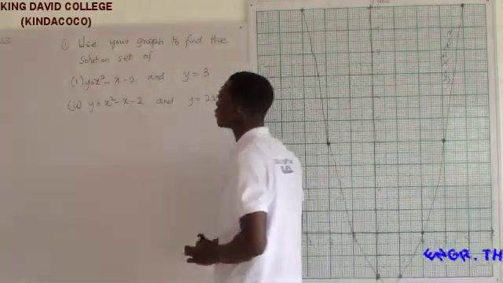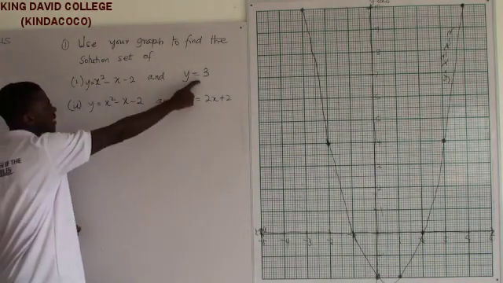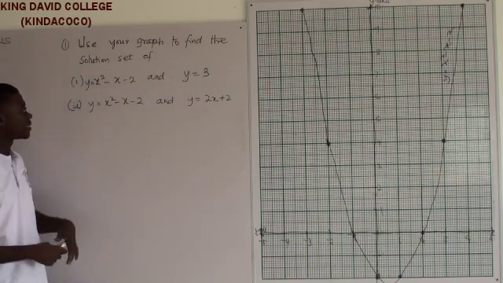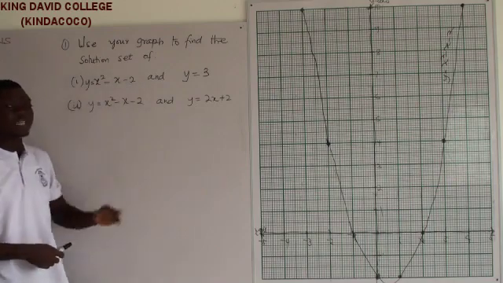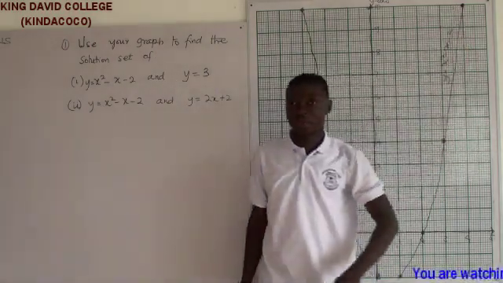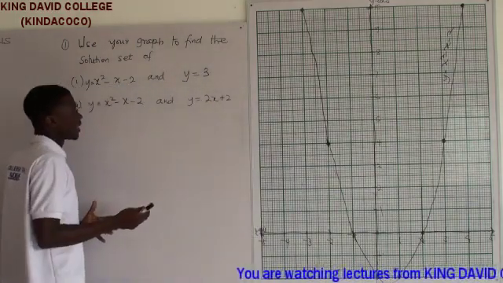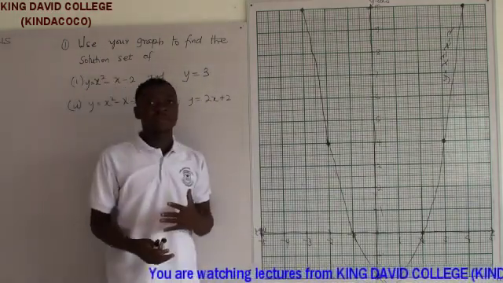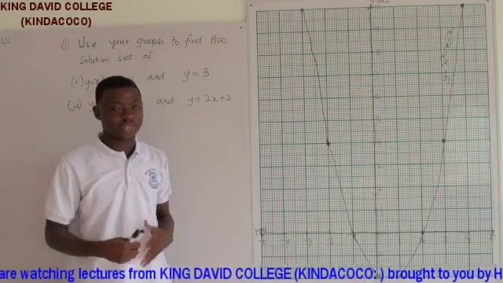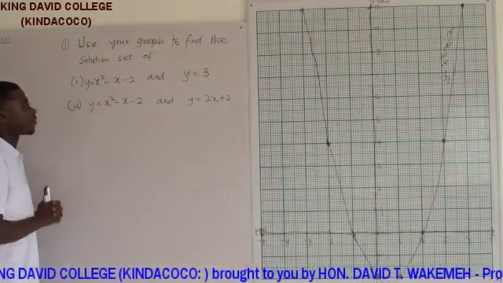They are saying that we should use your graph to find a solution set of this and that. You realize from this question that the very first equation is the actual equation of the curve. You can see x squared minus x minus 2. And then the next equation is just the equation of a line. So normally it's the equation of a curve and then the equation of the line that we use to find the solution set. If this is given to you, it's very simple. This one is a straight line graph.